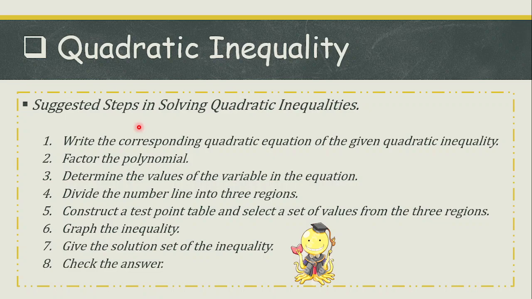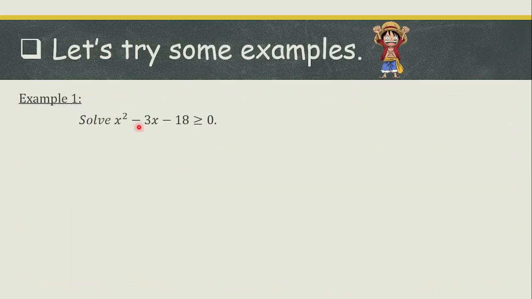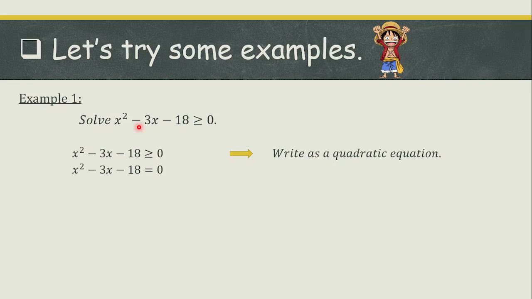So let's try some examples. For example, number 1 class, we are going to solve x squared minus 3x minus 18 is greater than or equal to 0. So let's copy the given, and here's the first step. Write as a quadratic equation. So we're going to change the quadratic inequality into a quadratic equation. So paano yun gagawin? Simple lang. Yung inequality sign, papalitan nyo lang ng equal sign. So magiging x squared minus 3x minus 18 is equal to 0.